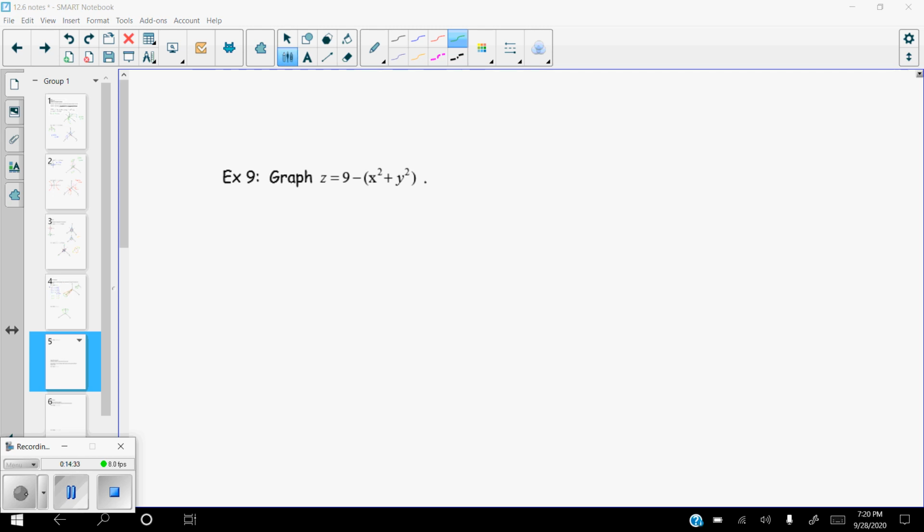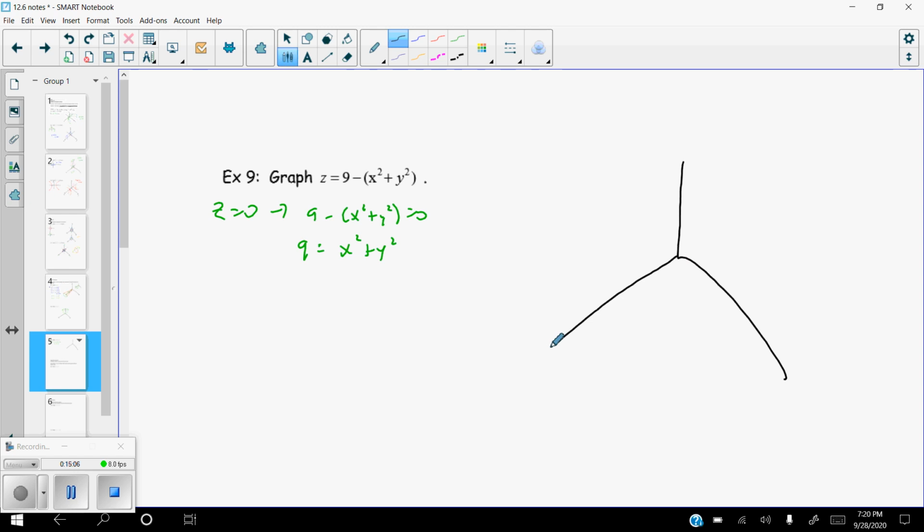So real quick, if we let z equal 0, what you would get is 9 minus quantity x squared plus y squared equals 0. Adding the x squared plus y squared to the right side, you would get that 9 equals x squared plus y squared, which is a circle of radius 3, and that's when z equals 0. So that means on the xy plane, you get a circle of radius 3. So we'll go ahead and sketch that part.